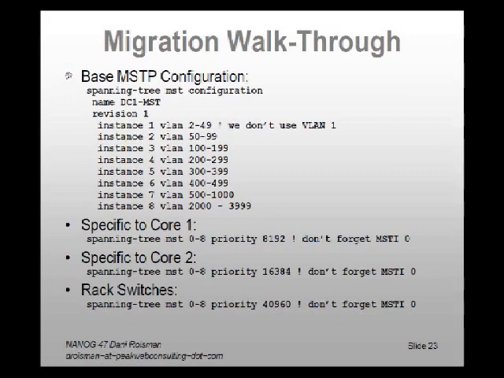So you go into spanning tree MST configuration, you create a region name. This is Datacenter 1 MST. You give it a revision number. I'm not going to get into the details of revision number, but just know they all have to match. We started with revision 1.